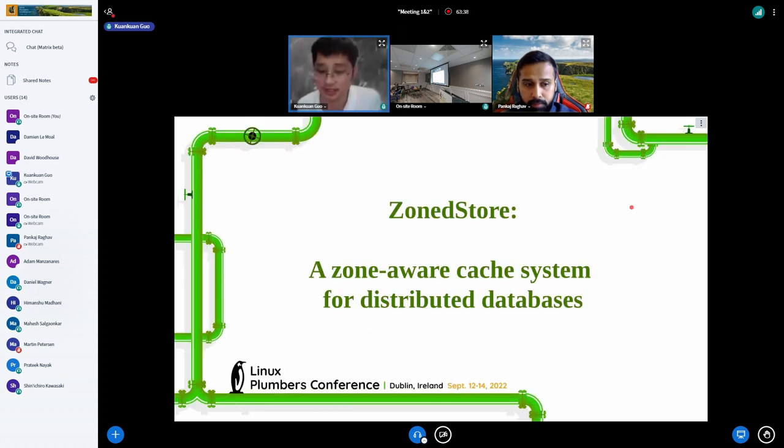Today, I'm going to share a demo of our zone-aware cache system that's built for distributed databases. The general idea is quite simple, I believe. But some of the ideas may provide important information for anyone that has similar use cases.